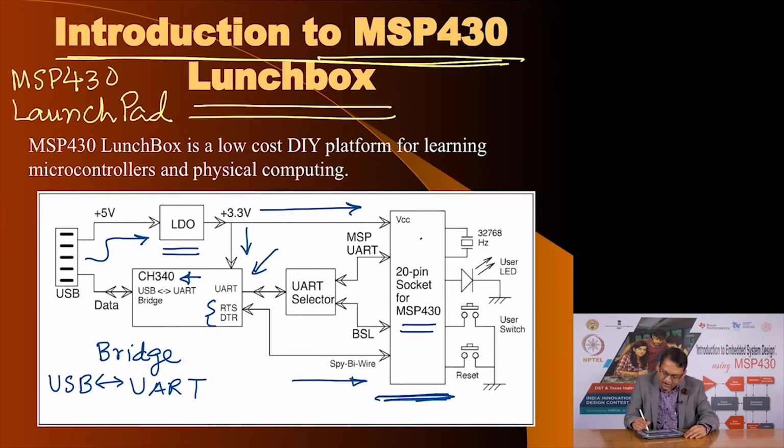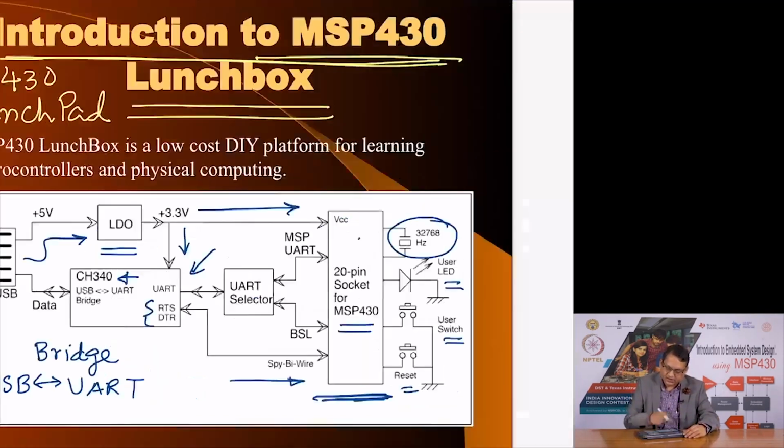Apart from that, you have a 32.768 kilohertz crystal which is used to generate the bit rate, what is called as baud rate for UART communication. You have a user LED, you have one user switch, you have a reset switch. Other than that, rest of the available pins are accessible through header pins, as we will see in the next slide.